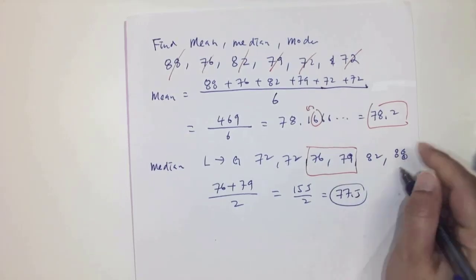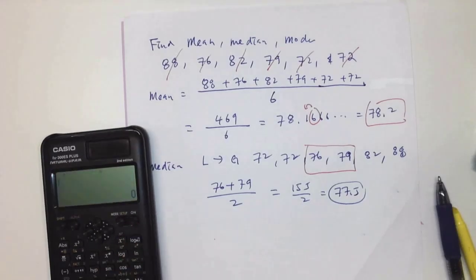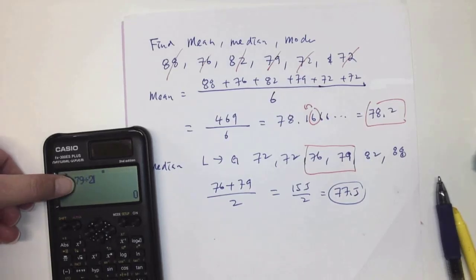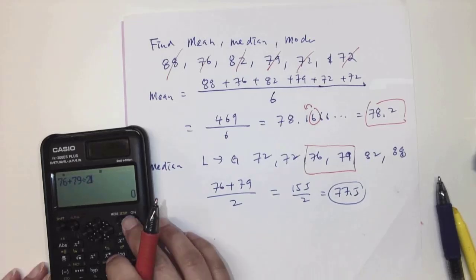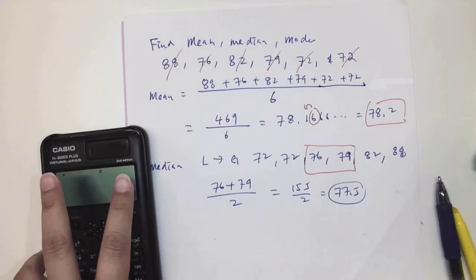77.5, because it should be close to the other numbers, right? So if it's way off, you want to double check. So maybe you do it like 70 plus 79 divided by 2, then this would be wrong because the calculator will divide first and then add. So you either add the top first and divide, or you put a parenthesis on top, okay?